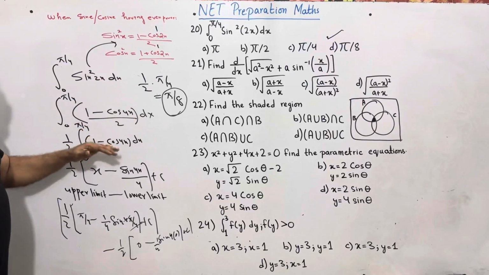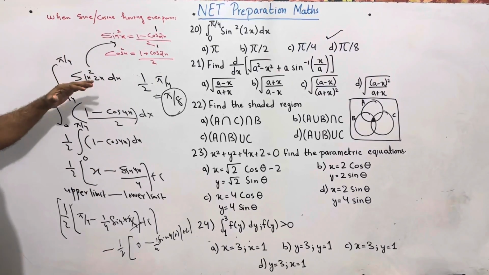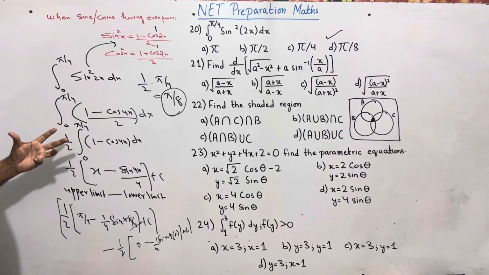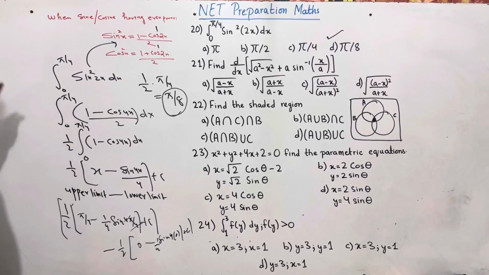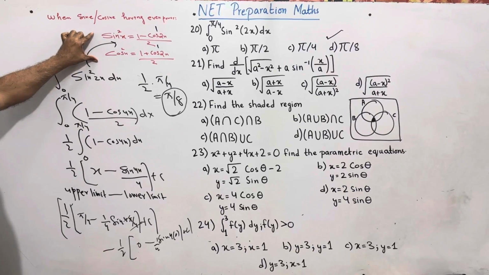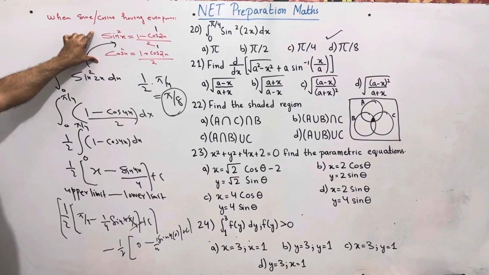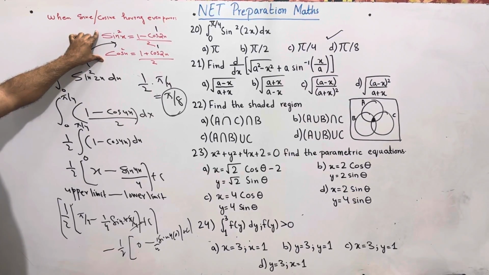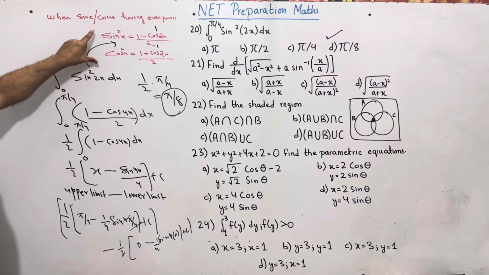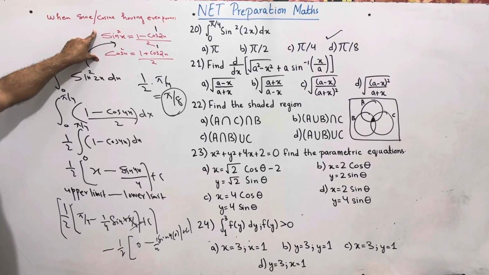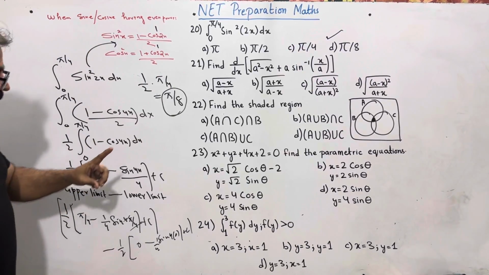This is the way to deal with the integration of sine and cosine having even powers. These are the two magic identities that work wonders for you in trigonometry itself as well as in integration, especially while negotiating the integration of sine and cosine having even powers. Moving towards the next question.